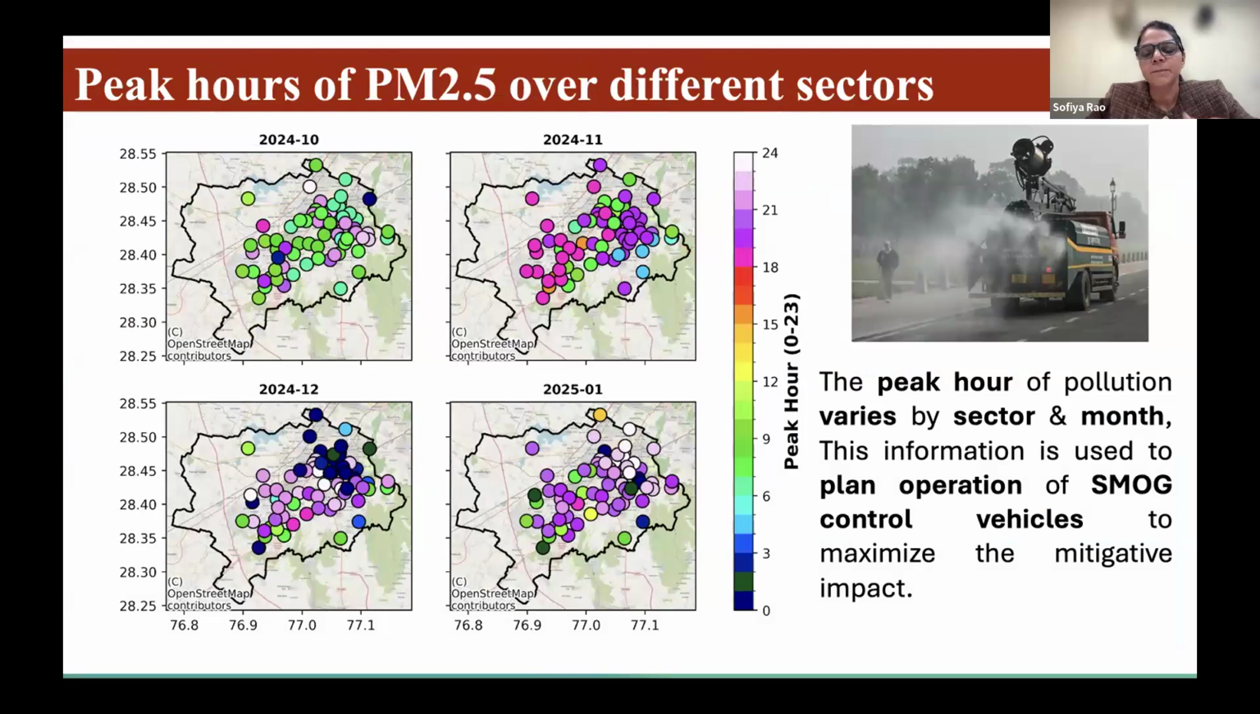We notice that PM concentration also varies from sector to sector, and we provide outcomes. Okay, at 6 a.m., if the PM 2.5 is high, then anti-smoke guns, mechanical sweeping, or other technologies can be applied in these areas to reduce the air pollution.